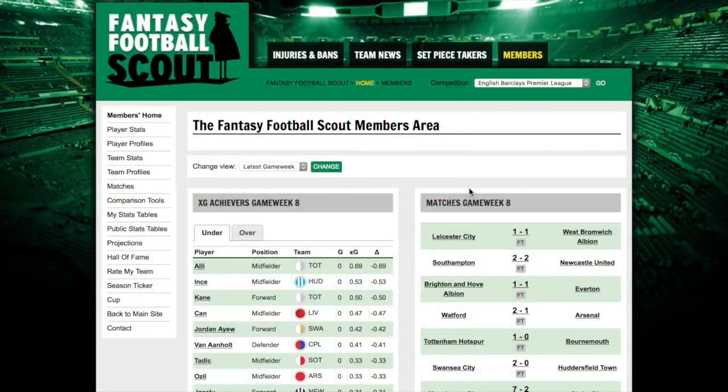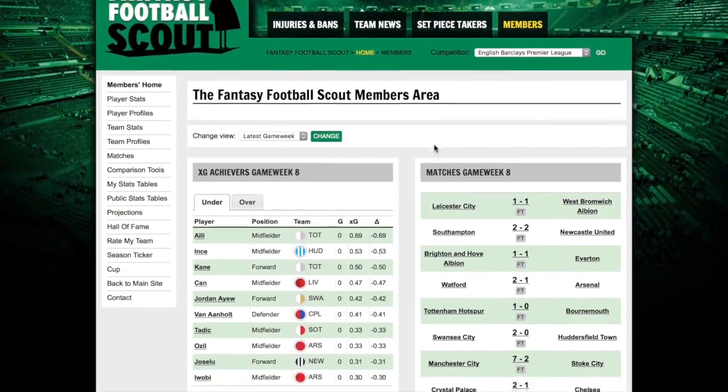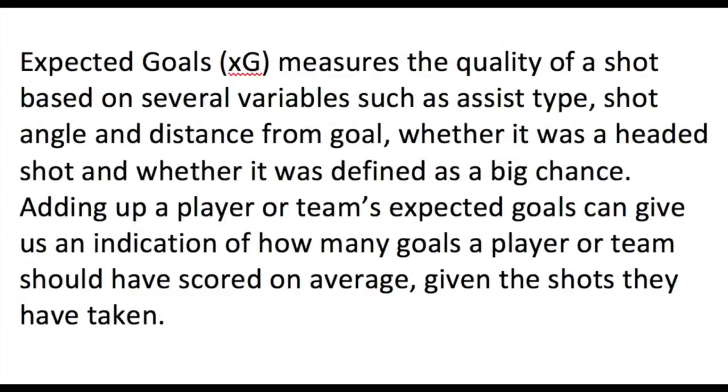Hello there, my name is Mark and welcome to this movie previewing the latest addition to our members area, which is the expected data. Expected data is based around a principle of expected goals, or XG, and this is the Opta definition of this, and it's Opta's data that we're using.